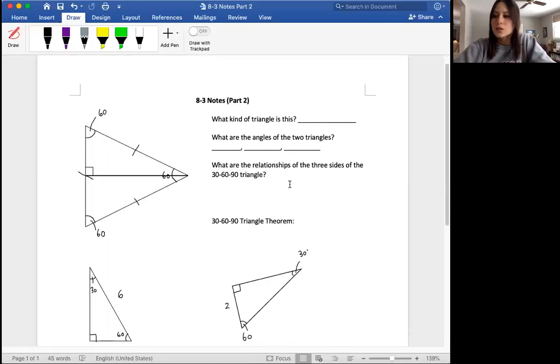Hi, this is the video for Chapter 8, Lesson 3. This is part 2 of Lesson 3. So in this lesson, we're going to take a look at a different kind of special right triangle.